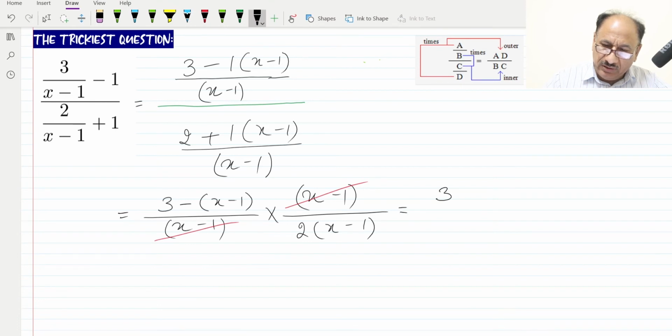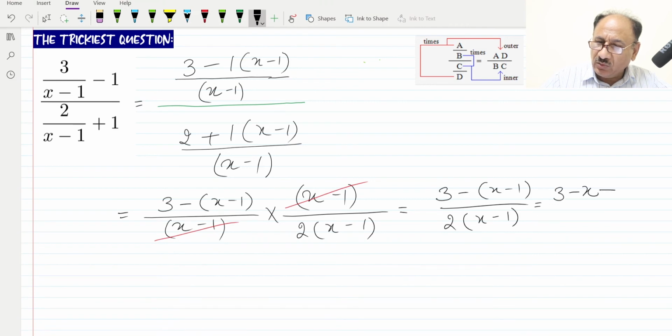So it will be 3 minus x minus 1 divided by 2 into x minus 1, and we can open the brackets. This will be 3 minus x, and minus into minus 1 will be plus 1, divided by 2x minus 2. Otherwise we can keep the denominator as it is, like for example 2 into x minus 1, or we can simplify also.